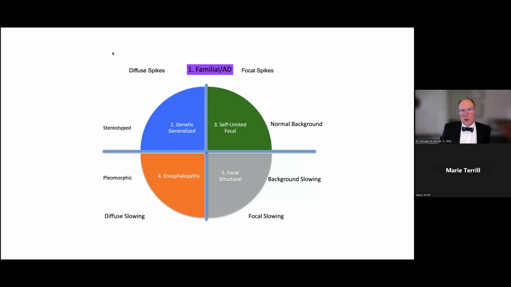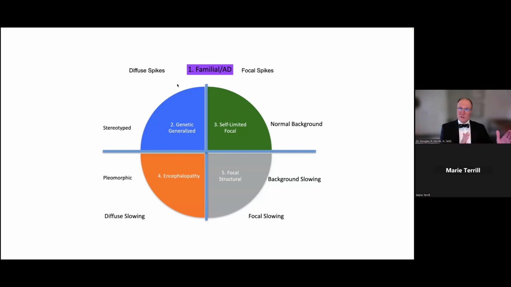If you look at this in a pie chart, in the northern hemisphere here, we have normal backgrounds. And when spikes are present in the northern hemisphere, they will tend to be stereotyped. By converse, in the southern hemisphere, you have abnormal backgrounds, and the backgrounds will show slowing. If you're in the southern hemisphere, in addition to the slowing, you'll tend to see pleomorphic spikes as the characteristic of the spikes.